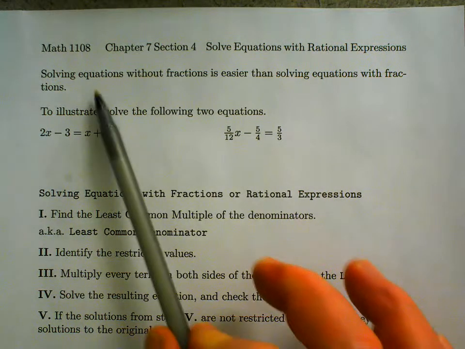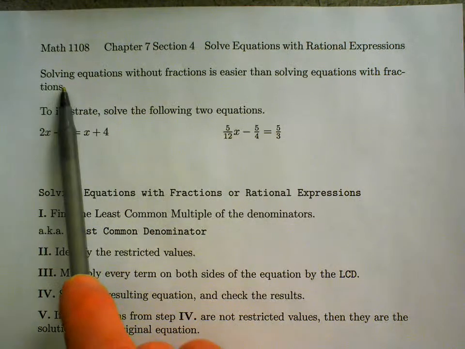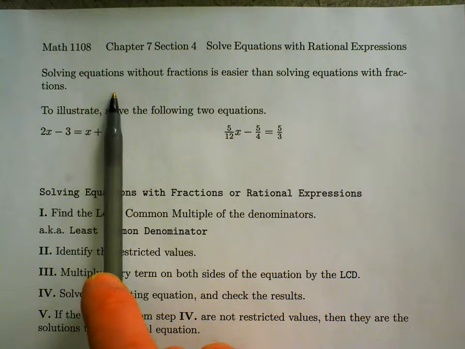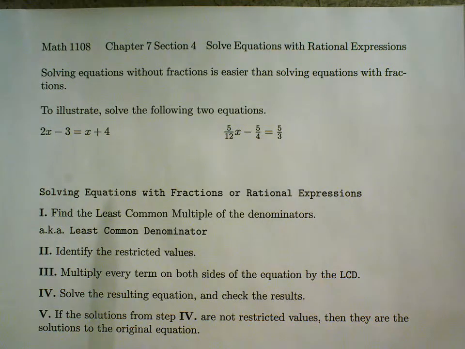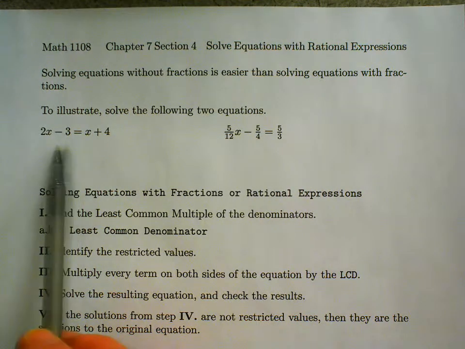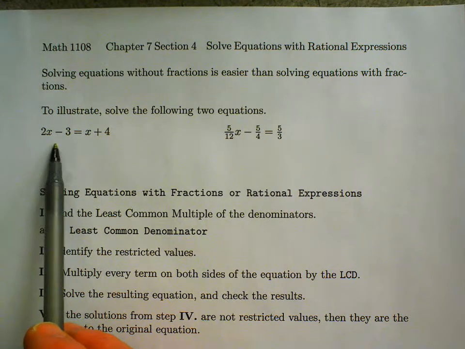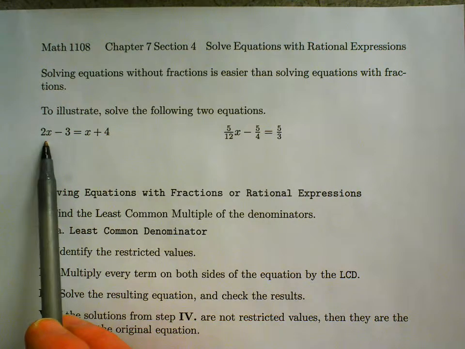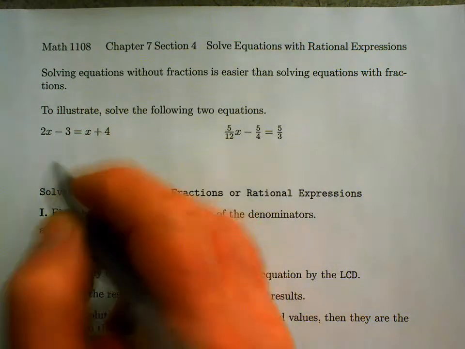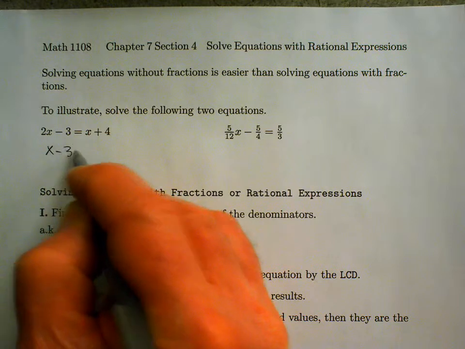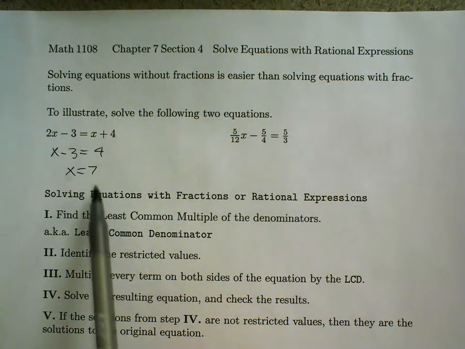Okay, so this first statement is my opinion. You can have a different opinion if you want. But in my opinion, solving equations without fractions is easier than solving equations with fractions. So to illustrate that, we have 2 equations to solve. To solve this equation without fractions can be done in 2 steps. So 2x minus 3 equals x plus 4. First, we can subtract x from both sides, and we get x minus 3 equals 4. And then add 3 to both sides, we get x equals 7. And it's easy to check.